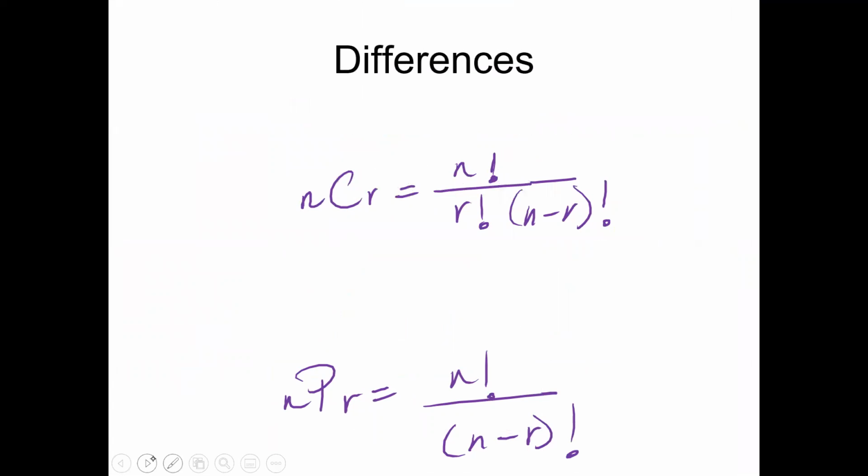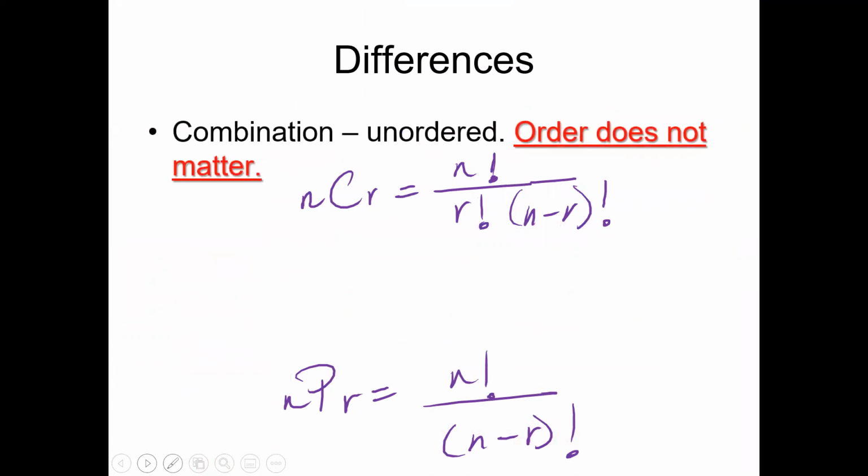All right, let's talk about the differences of combination and permutation, and there are several. The first one is combination. In this one, order does not matter. Keyword here being order. So if something does not matter, like the order doesn't matter.